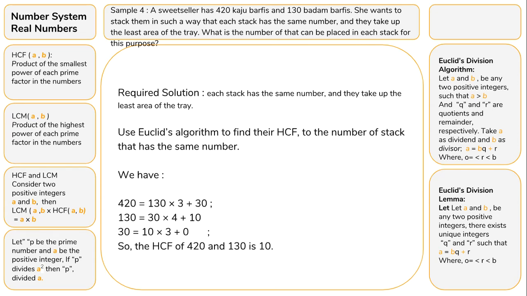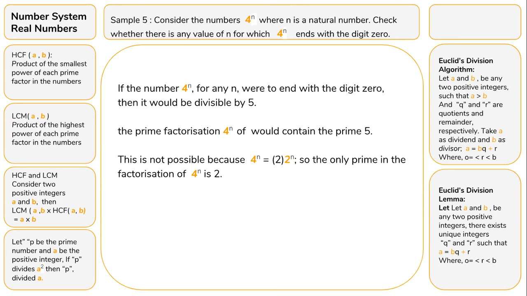Sample 5. Consider the numbers 4 power n, where n is a natural number. Check whether there is any value of n for which 4 power n ends with the digit 0. If the number 4 power n, for any n, were to end with the digit 0, then it would be divisible by 5. That is, the prime factorization of 4 power n would contain the prime 5. This is not possible because 4 power n equals 2 power 2n. Reason: the only prime in the factorization of 4 power n is 2.